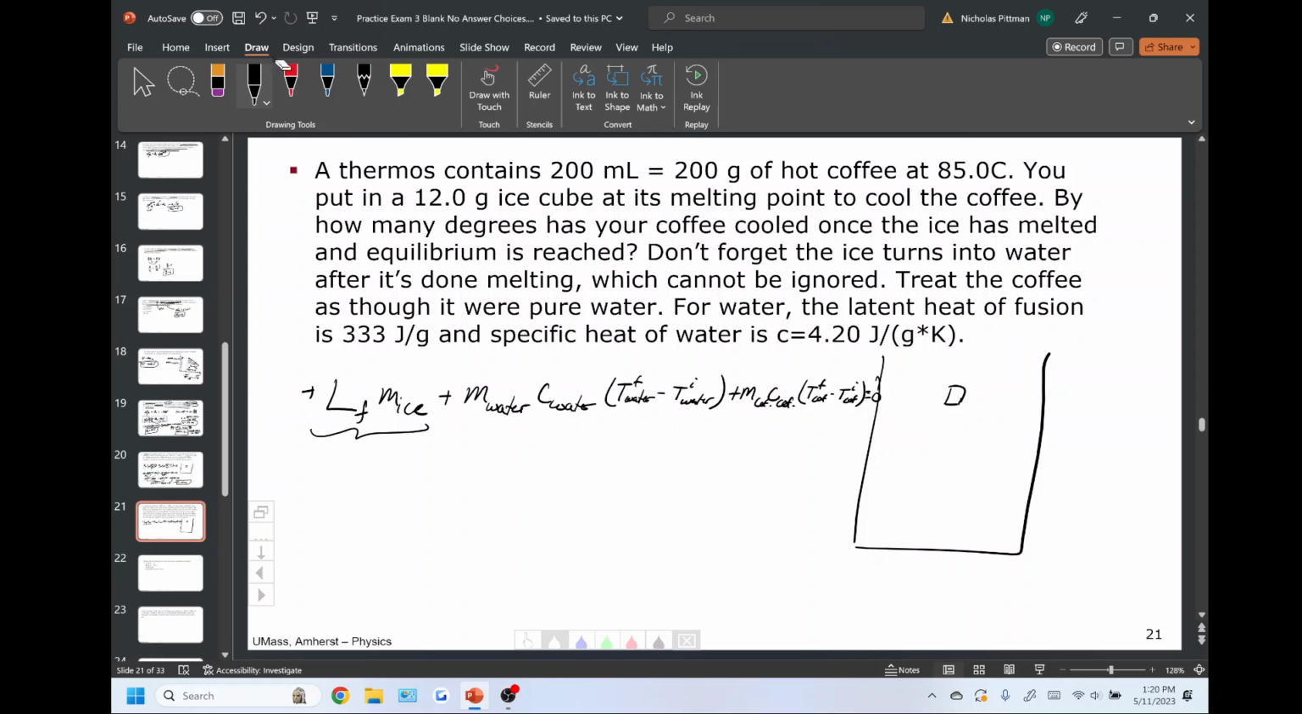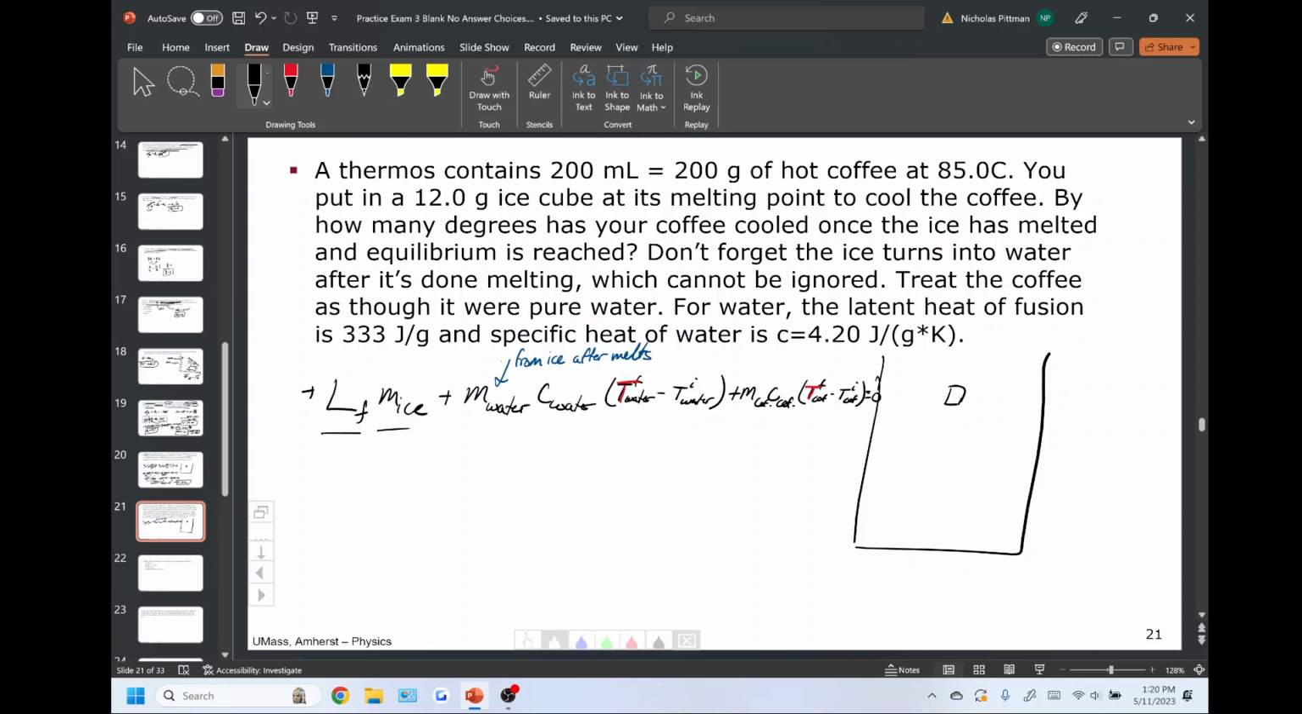Okay, and let's just count variables. All right, we're told L, we're told mass of ice. The mass of water after, this is from the ice, after it melts, is equal to the mass of ice, so it's still 12 grams. T final of the water, this is the unknown variable. And just like in the last problem, the coffee and the water after the ice has melted must reach the same final temperature, otherwise the system would not be in equilibrium. Therefore, we actually only have one T for both of them. There's not two separate T finals.